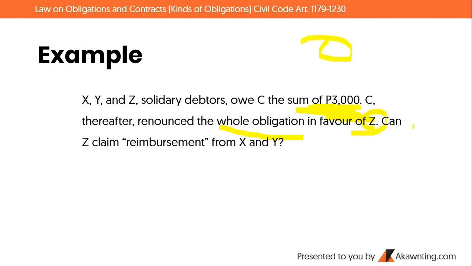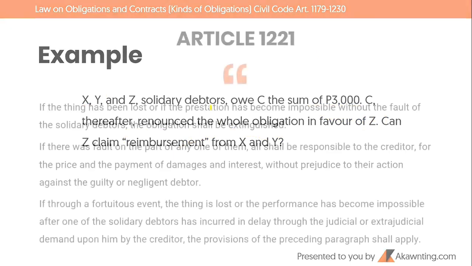Pero ang tanong, pwede bang mag-claim ng reimbursement si Z? Okay, so meron tayong quotation mark kasi reimbursement kasi wala naman talagang papa-reimburse kasi wala naman siyang binayaran. Okay, so pwede ba? Pwede pa rin ba yun? The answer is no, because the remission of the entire obligation in favor of a solidary debtor extends to the benefit of the other solidary debtors, which is C, X, and Y. So, hindi niya na pwedeng singilin yung mga yan. Kumbaga, tutubo siya ng 2,000. Okay, 2,000.